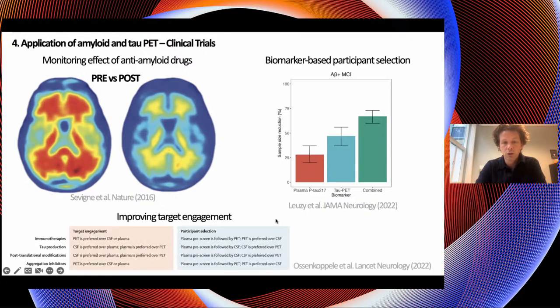And we have also recently discussed the potential of imaging markers for improving target engagement. And in some scenarios, for example, if you want to show target engagement, for example, with immunotherapies or aggregation inhibitors, I think PET is preferred over those biofluid markers, again, because it's measuring the soluble species of tau.